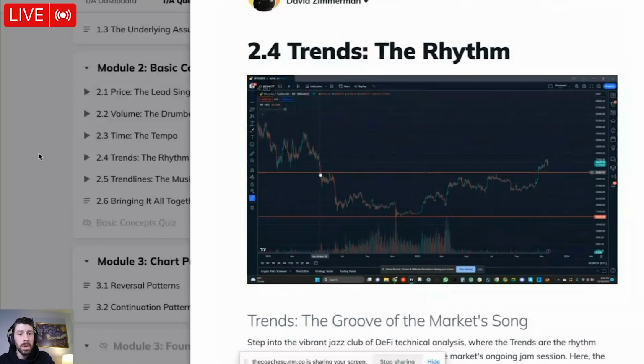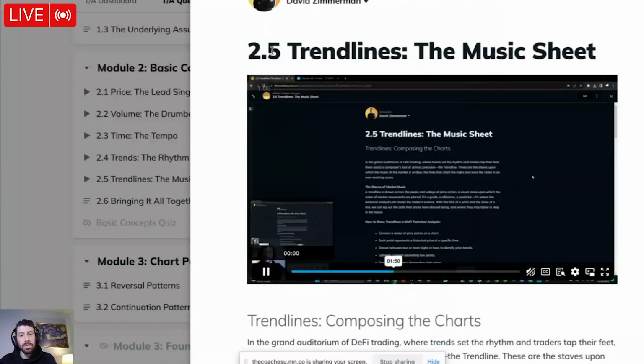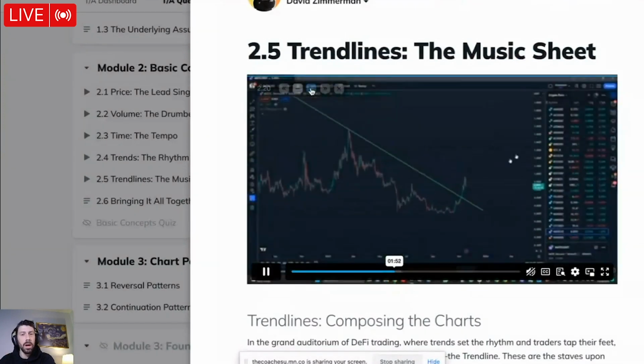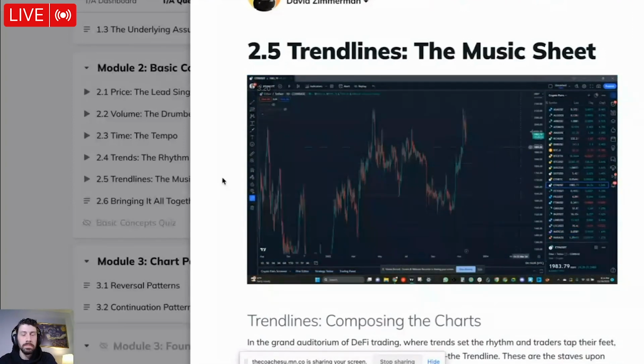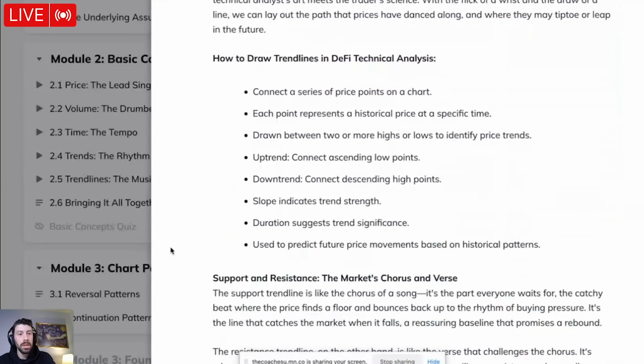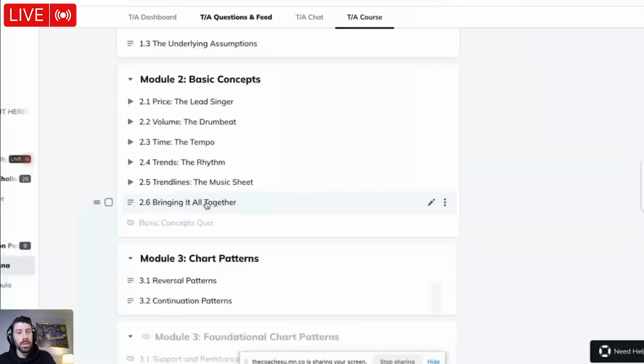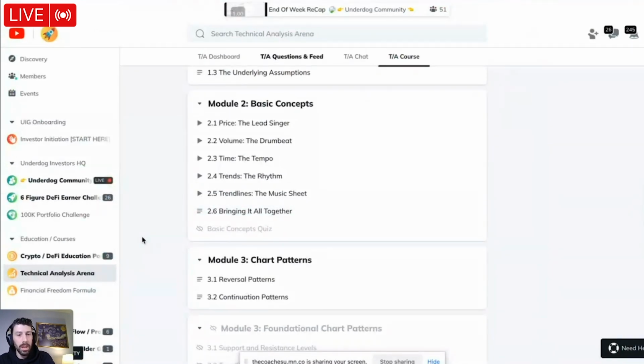These are core concepts that must be understood in order to have a good foundation in technical analysis. And then after that, we hop into trend lines. Just something to keep in mind is that I used the metaphor of an orchestra throughout this course. I view trend lines as the music sheet. Price is the lead singer, volume is the drum beat, time is the tempo, trends are the rhythm, trend lines are the music sheet. And this should give everyone a general idea of how to draw trend lines.